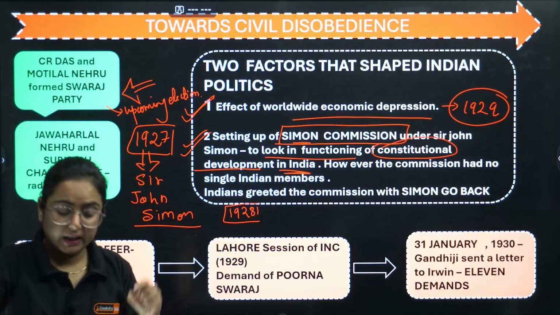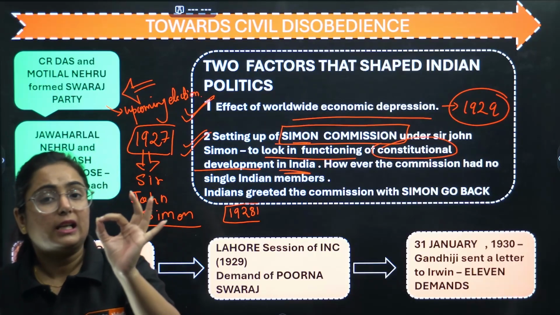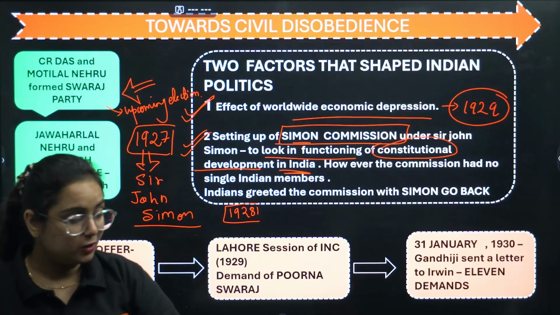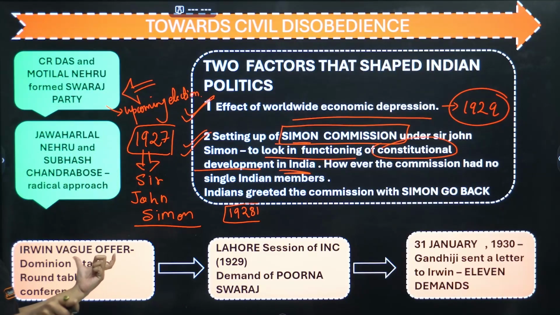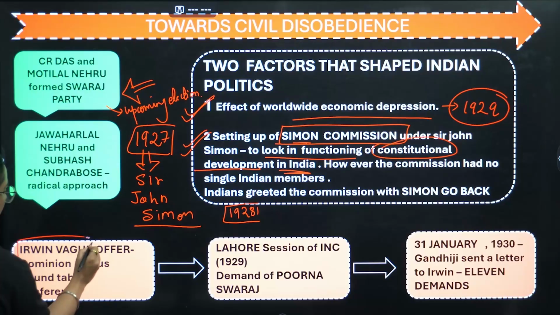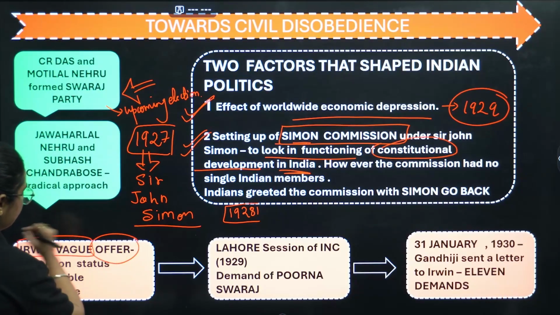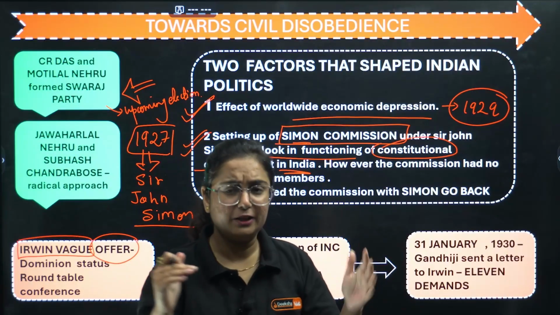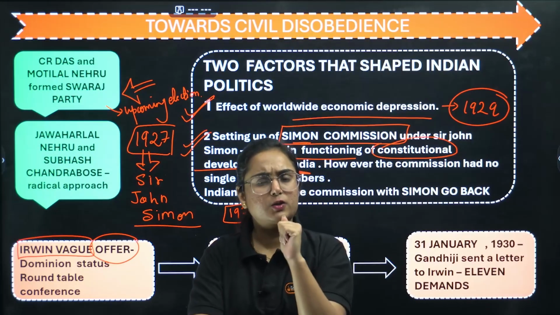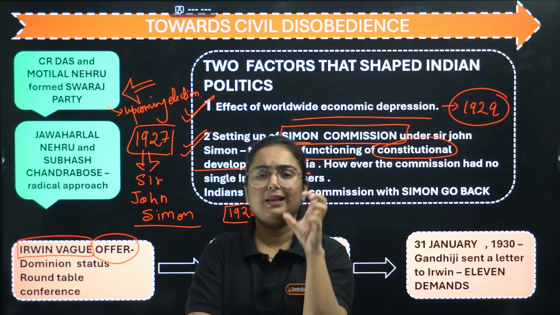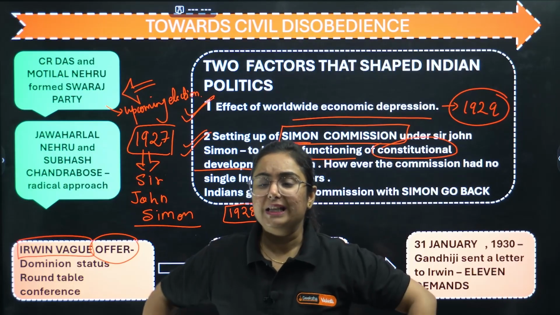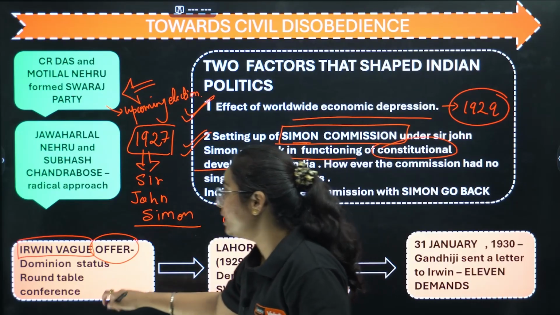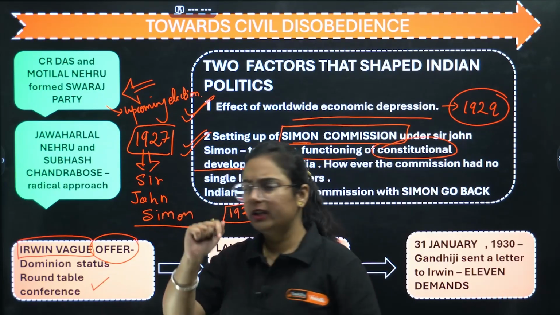Irwin feared that if one more movement like the non-cooperation movement started, it would affect their economy. So Lord Irwin, the then Viceroy, offered something to Indians. This was a totally vague offer. Irwin said, you wanted Swaraj, right? So do one thing, I'll give you dominion status, and in response, you should participate in the round table conference.